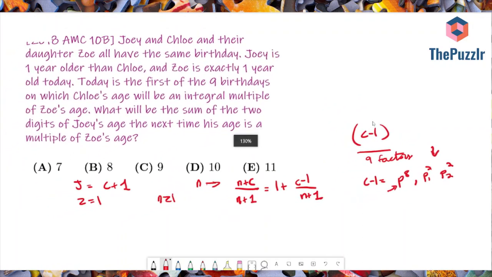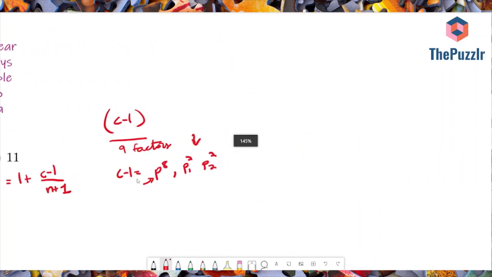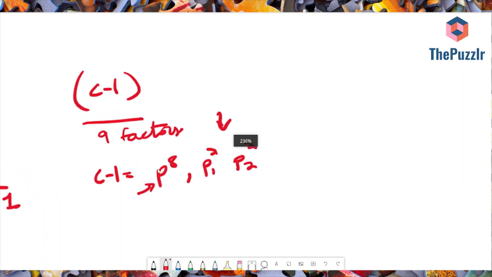Does it tell us if they're two-digit numbers? Okay, so it does tell us that. What will be the sum of the two digits of Joey's age? So yeah, we're working with two digits here, or possibly one digit for Zoe.